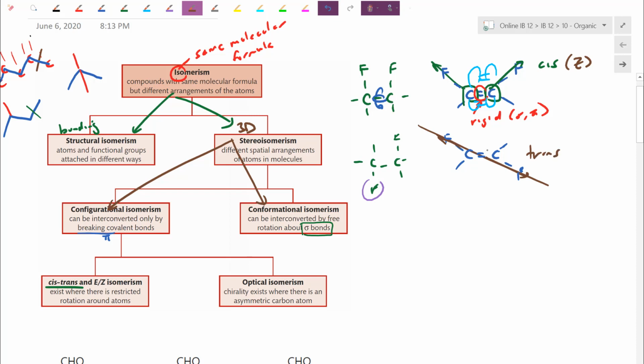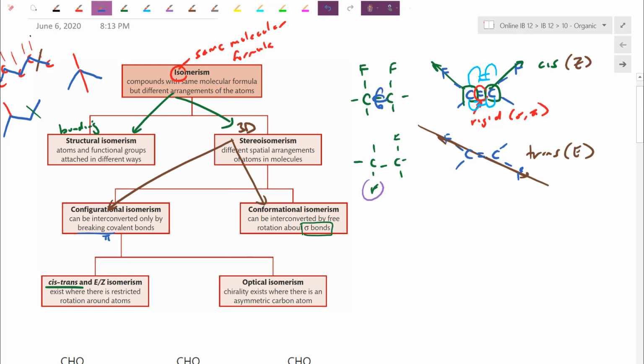If these were the high priority groups and they were also across from each other, we call them E for entgegen, and entgegen means opposite of each other. I'm going to show you a molecule later on. Although cis is usually going to be Z, that correlation is not always the case. So just check each molecule one by one.